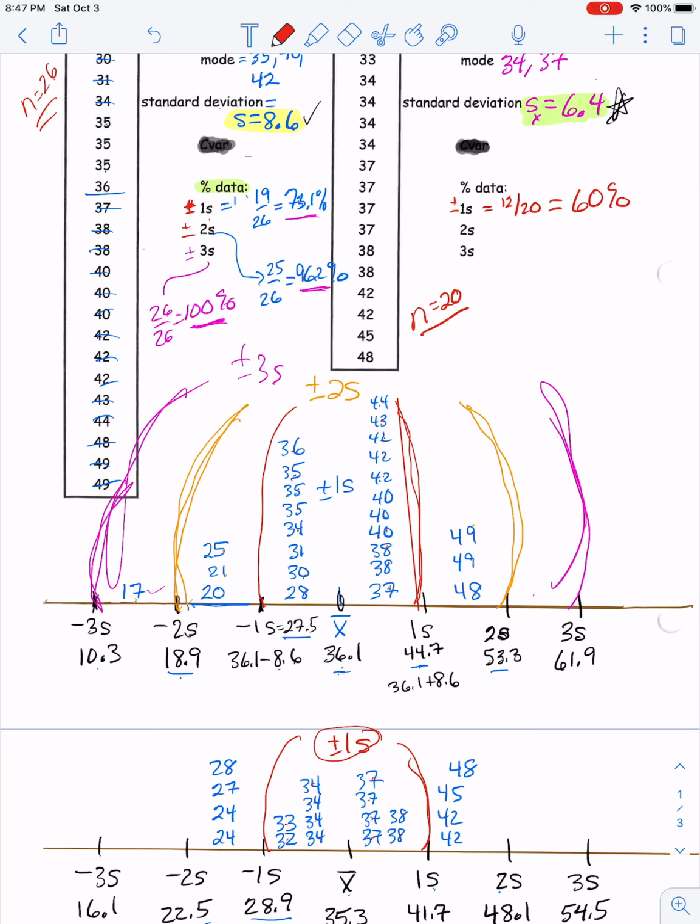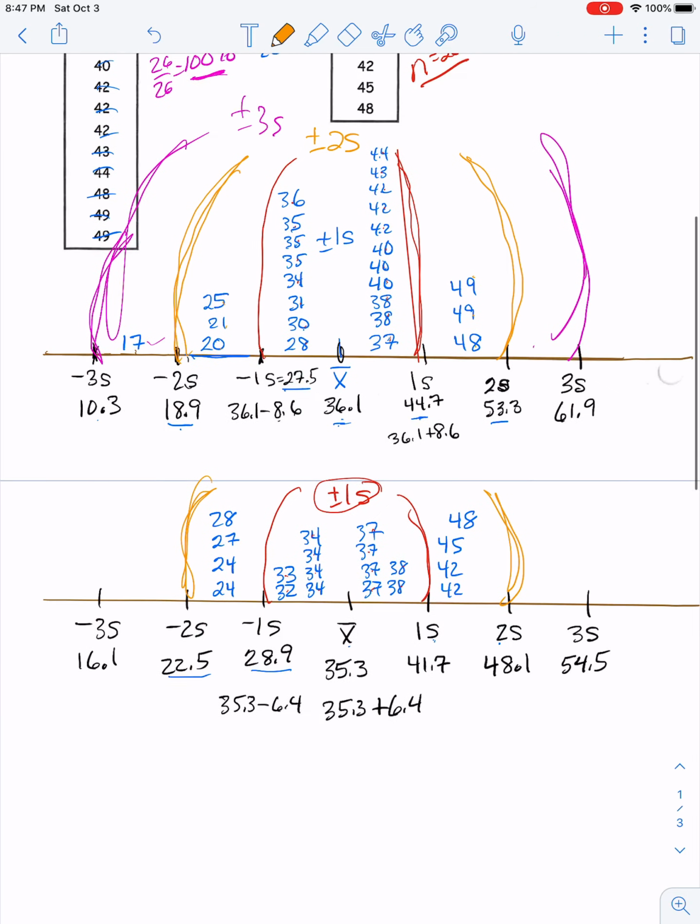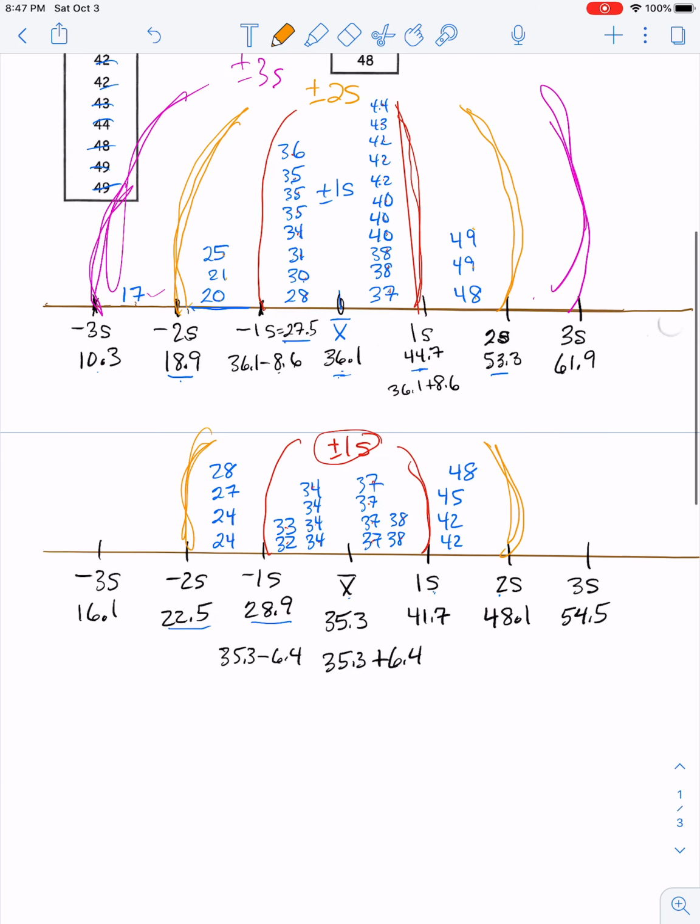Okay, if we go out 2 deviations, so from here to here, oh wow, look at that, we've got them all in this one. Okay, so that one's going to come out 20 out of 20, so we're already to 100%. So if that's the case for 2, then we've got 3 covered, same. We are already at 100%. Okay, so that's how we can take a look at data and its dispersion.